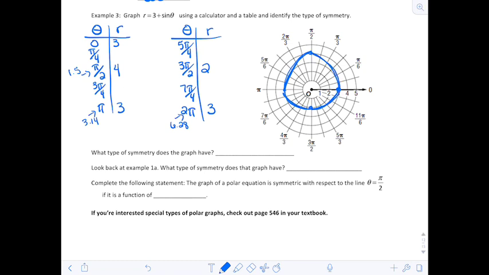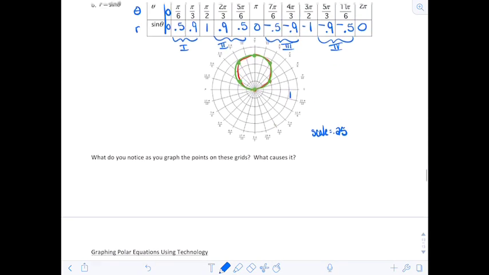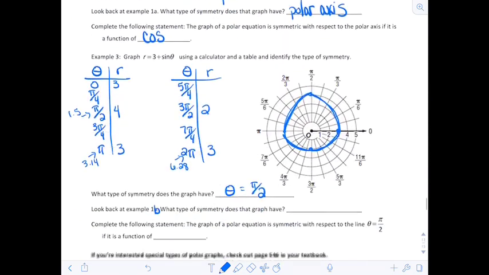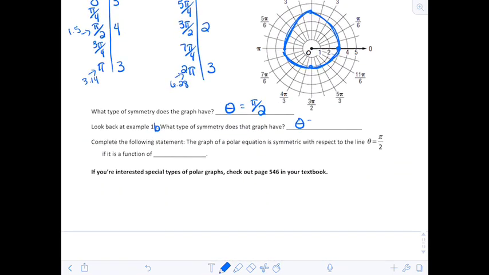Okay. So if we look at this graph, what type of symmetry does this graph have? This would be reflected over the line theta equals pi over 2. And if we look back at example, it should be 1b. What type of symmetry does this graph have? So 1b was this one right here, and that was a sine curve. And this also had symmetry in the line theta equals pi over 2. So if we complete the following statement, the graph of a polar equation is symmetric with respect to the line theta equals pi over 2 if it's a function of sine.